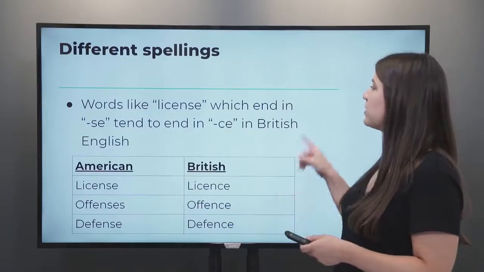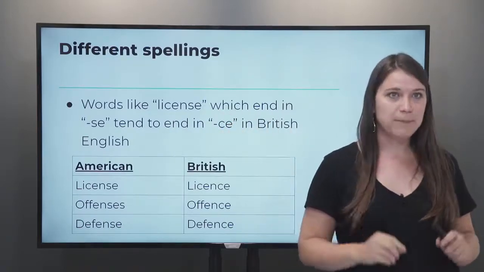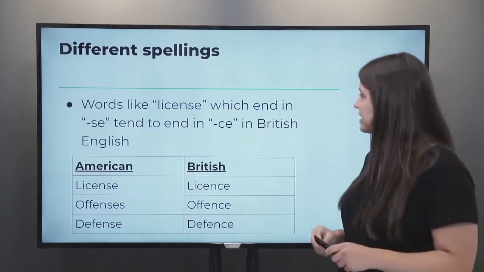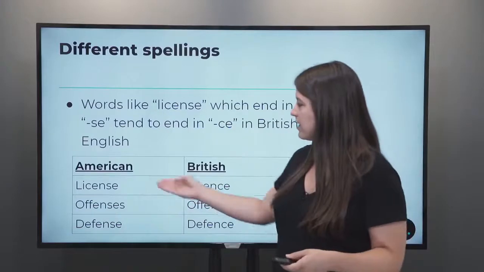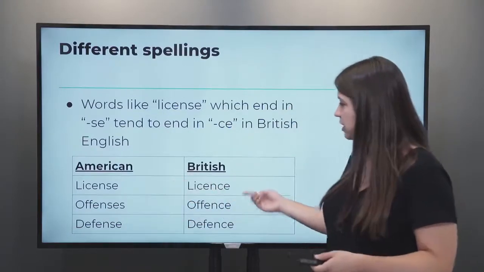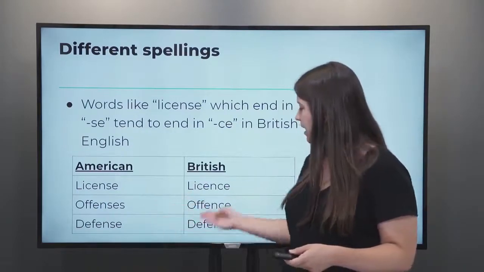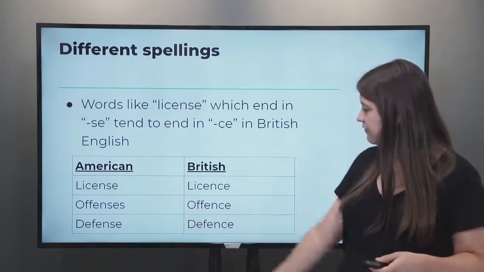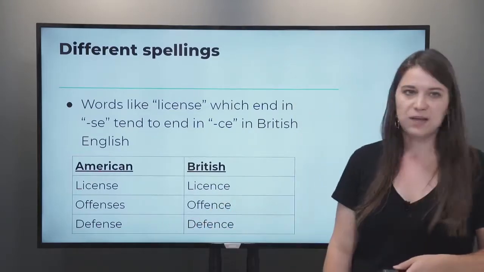Okay, so words like license, which end in an SE in American English, tend to end in a CE in British English. Okay, so let's look at this. So American, a license, like your driver's license, ends in an SE, in British English, CE. Offense, for example, ends in a C, and defense also ends in an S in American English and a C in British English.